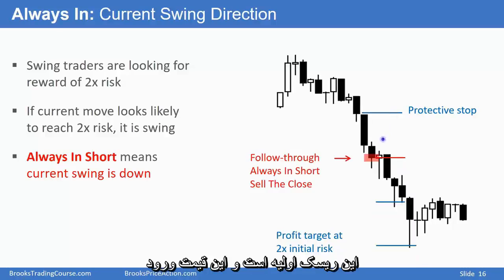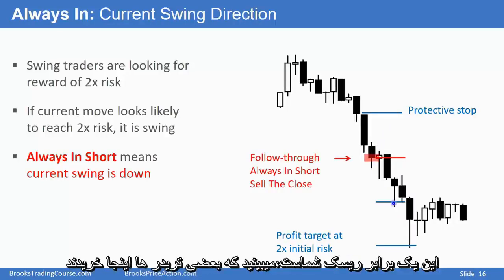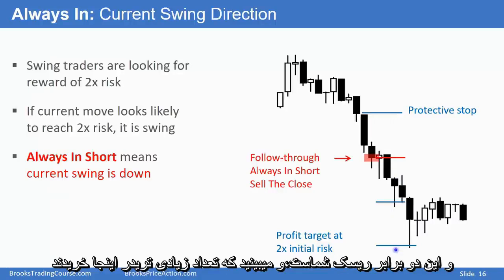This is your initial risk. That's your entry price. This is 1 times your risk. You can see some traders bought there. And this is 2 times your risk. And you can see a lot of traders bought there.